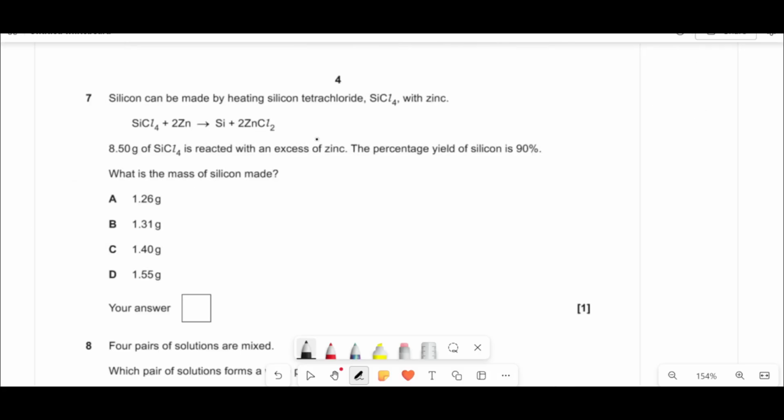There you go. So silicon can be made by heating silicon tetrachloride with zinc. 8.5 grams is reacted with an excess of zinc. The percentage yield is this. What's the mass of silicon made? So we need to work out the moles of SiCl4. So the moles of SiCl4 is going to be 8.5 grams divided by its Mr, which is 28.1 plus 4 lots of 35.5. If I do that, it gives you 0.04997, right?